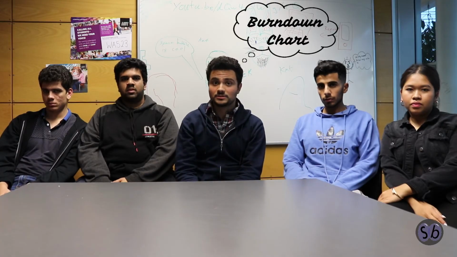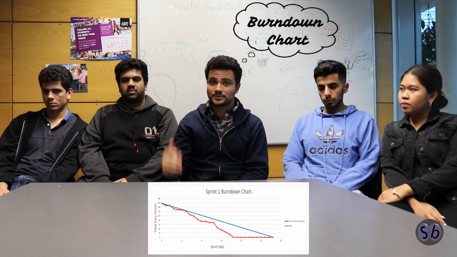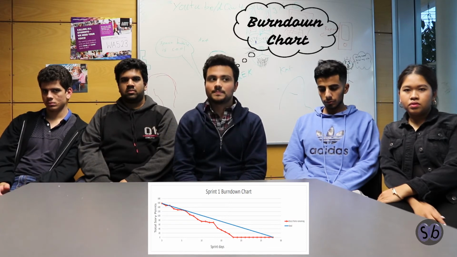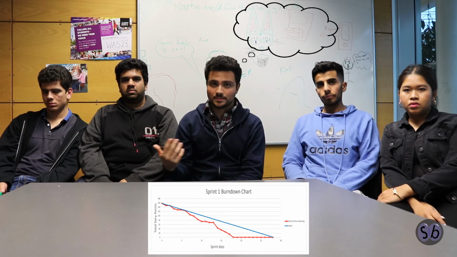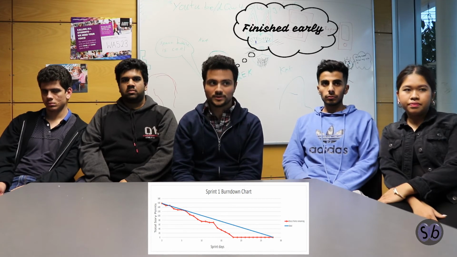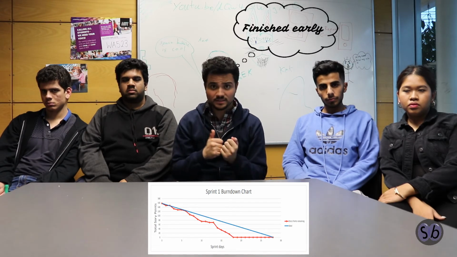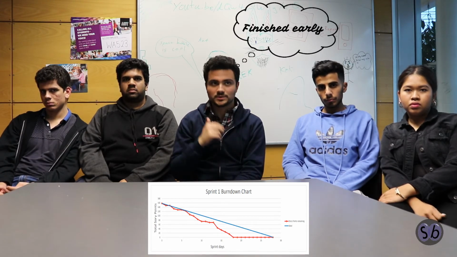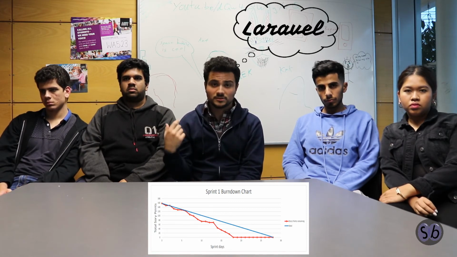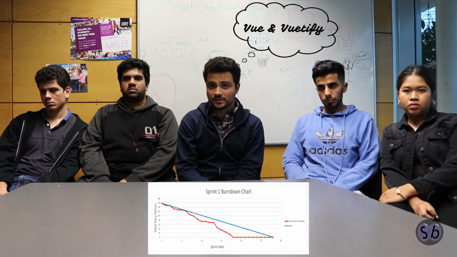So the way our burn down chart looks is the progress starts pretty slow, but then it goes faster as we go forward. And you can see from the burn down chart that we finished our minimum working product before the due date. The reason behind that is when we started working, we were still not familiarized with the Laravel framework, and the front-end guys were still not familiarized with Vue and Vuetify.